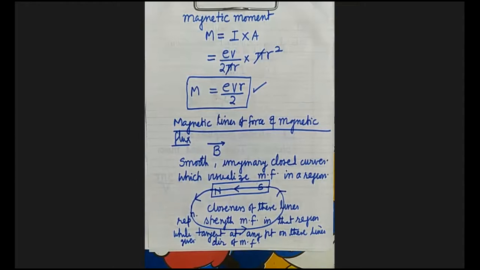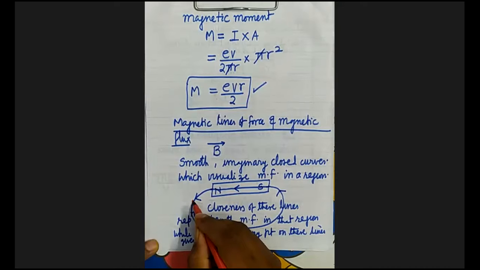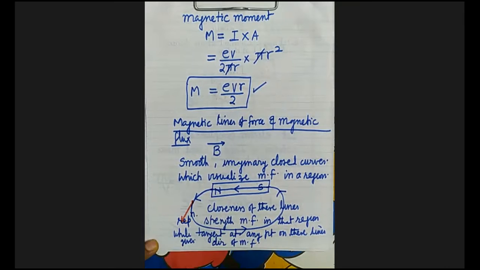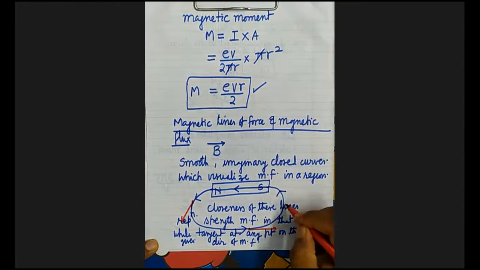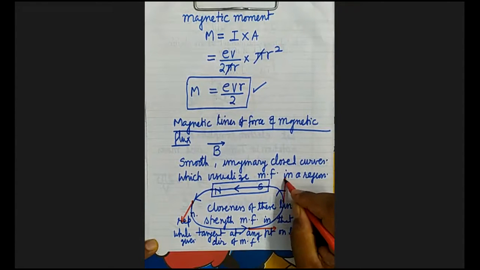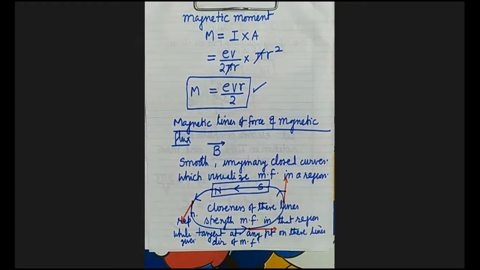मतलब किसी पॉइंट पर मैग्नेटिक फील्ड की डायरेक्शन क्या होगी? Suppose you have taken this, then you draw the tangent here. What will be the direction of magnetic field? You draw the tangent. That will be the direction of magnetic field at any point of the magnetic lines of force.